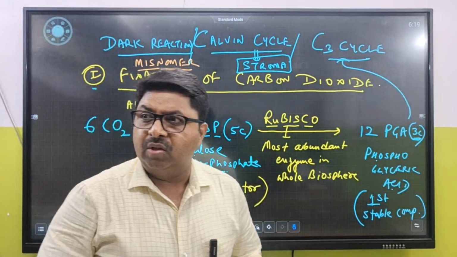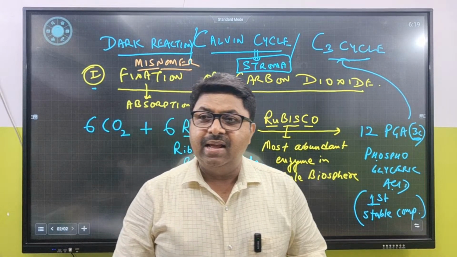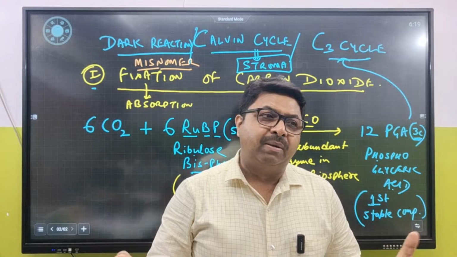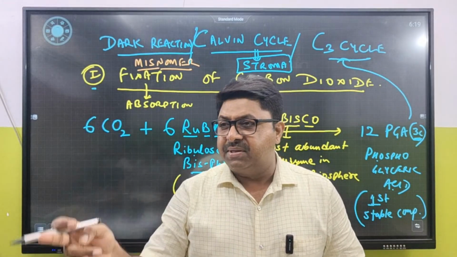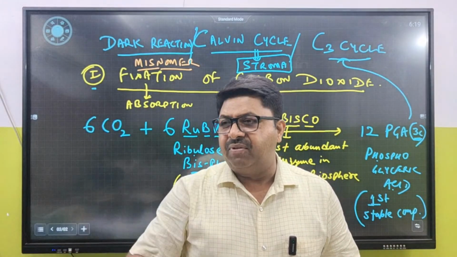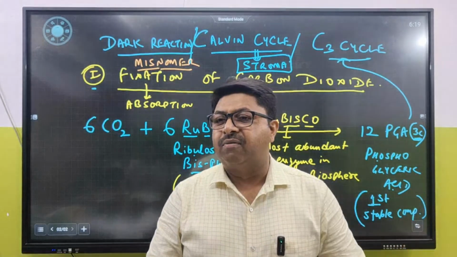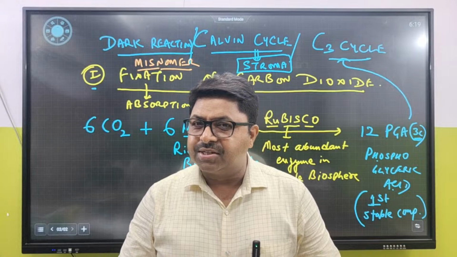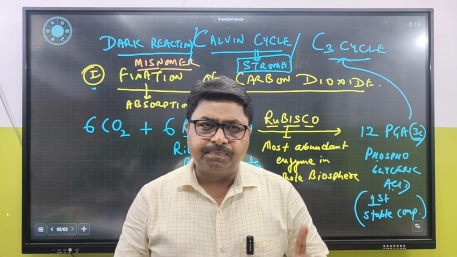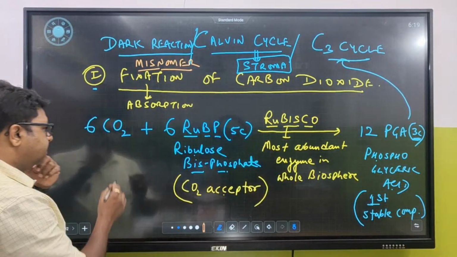Now it is independent of light. That means the light and dark reactions both take place simultaneously. One takes place in the presence of light, the other never needs any light. So it is independent of light. Is this clear? So the dark reaction is actually a misnomer. Okay. This is the first step.